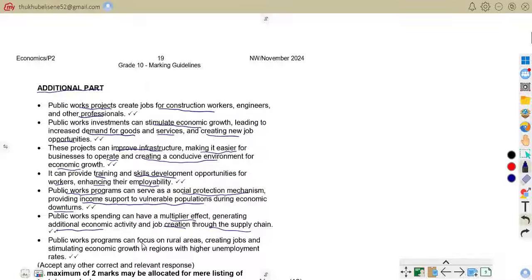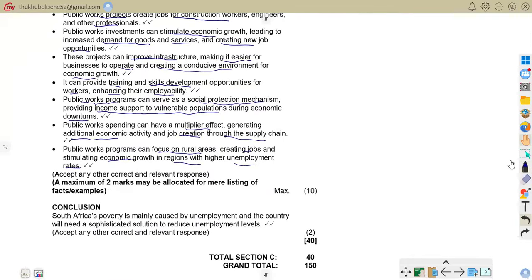Also, public work programs can focus on rural areas, creating jobs and stimulating economic growth in regions with higher unemployment rates. So that is the additional part. Then we come to this essay of ours, where it says South Africa's poverty is mainly caused by unemployment, and the country will need a sophisticated solution to reduce unemployment levels. So that is that. Accept any other correct and relevant response.